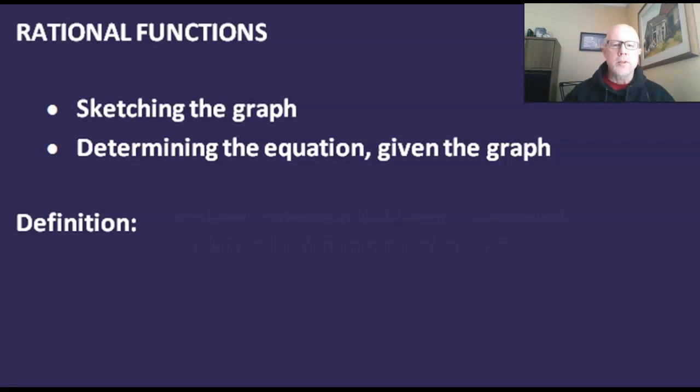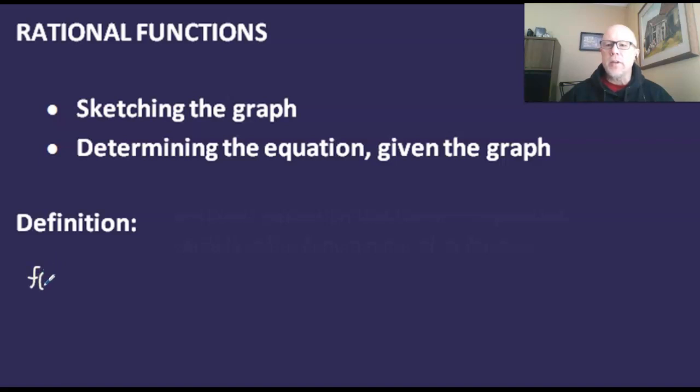Hi there. The purpose of this video is to take a look at rational functions and in particular learning how to sketch the graph of a rational function and how to determine its equation given its graph. Now if you think back to earlier lessons, you would have dealt with rational expressions.